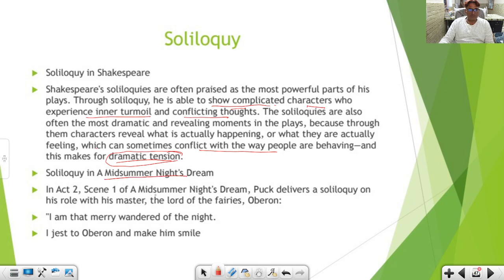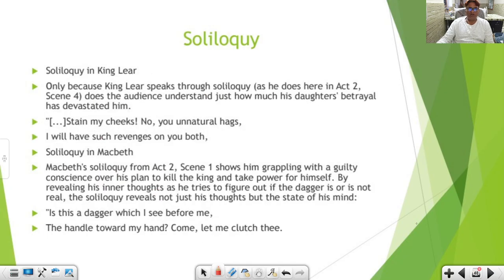Midsummer Night's Dream, Act Two, Scene One. You should go through these actually. I will not tell you anything. You should go through the text and you will understand better. Okay, Midsummer Night's Dream. Then soliloquy, King Lear.